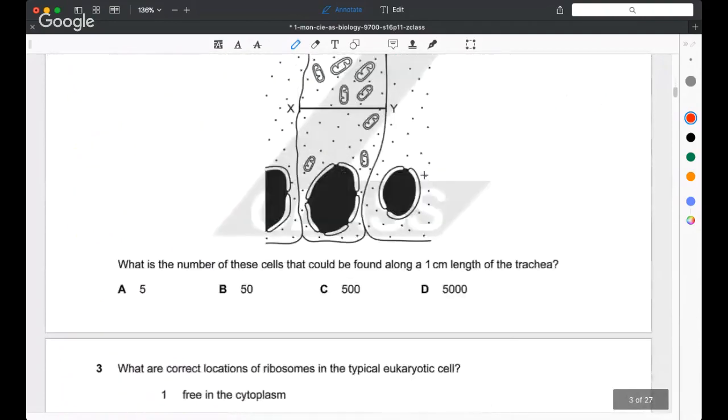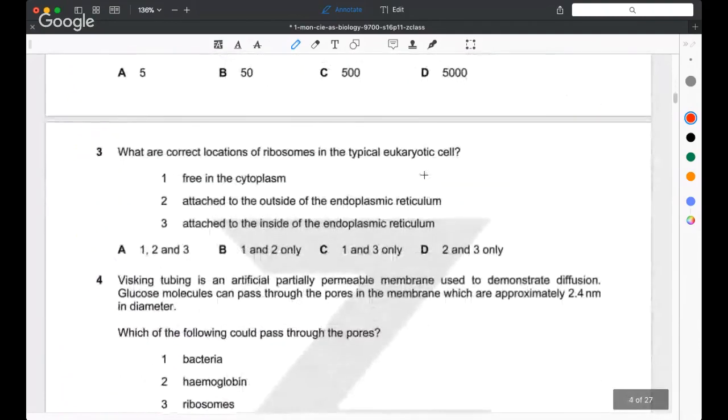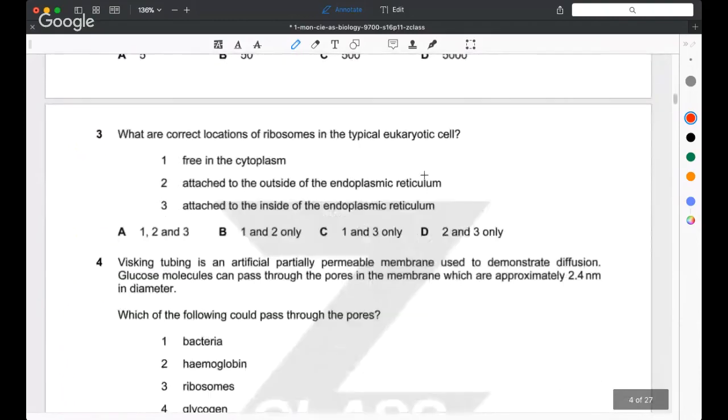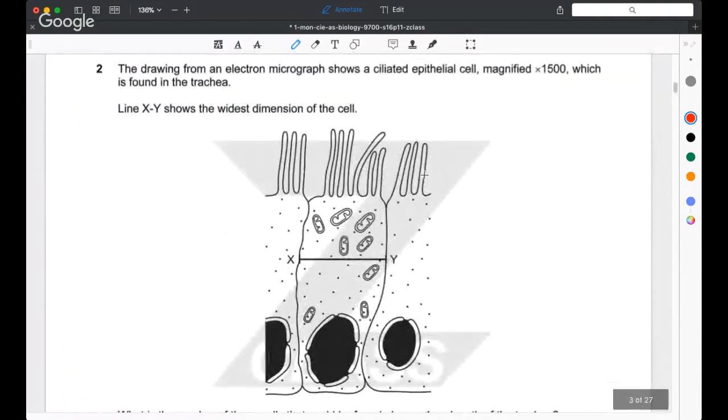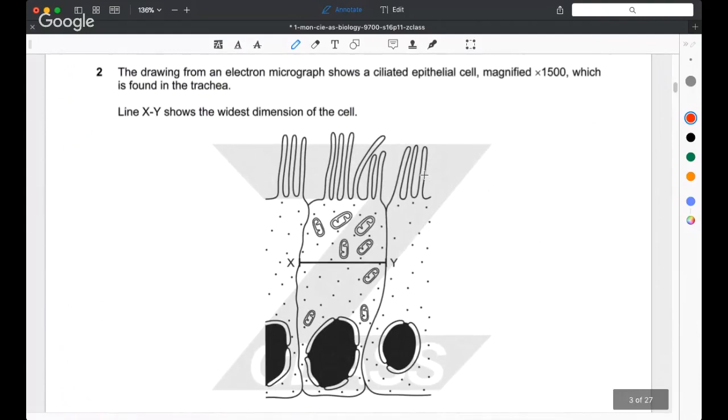You can see actually as we get through here as well, there's more questions about size. So all these early questions about size. And this is now looking at not a light microscope, but an electron microscope. Okay, so we've got this much larger magnification here.